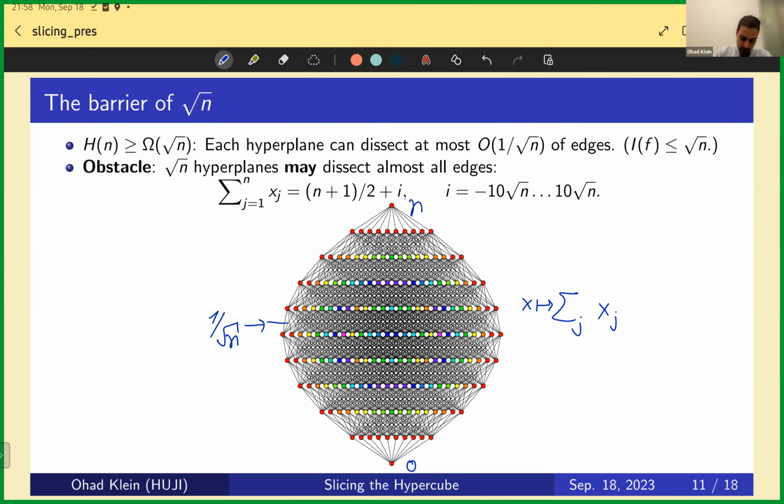If we take hyperplanes that go through these middle layers, we need to take only square root of n such hyperplanes in order to capture almost all edges. And this is quite an obstacle because we can get 0.99 of the edges using only square root of n hyperplanes. So we need to somehow overcome this obstacle.